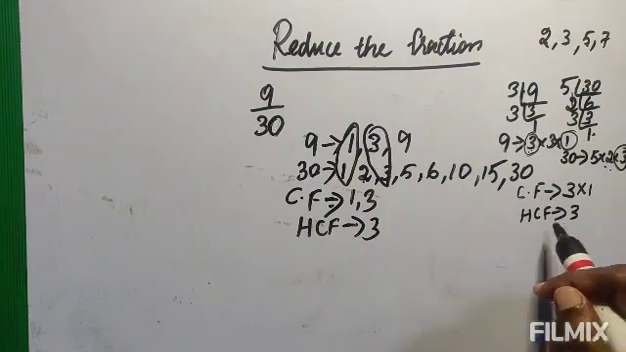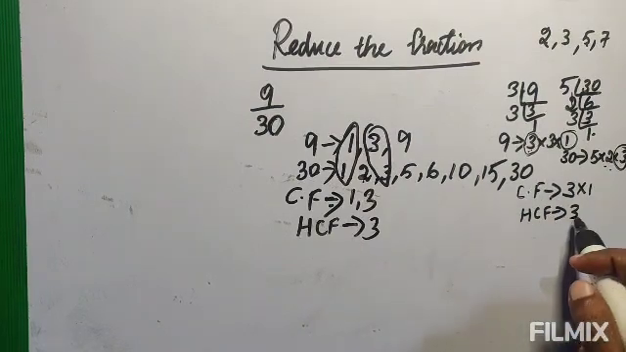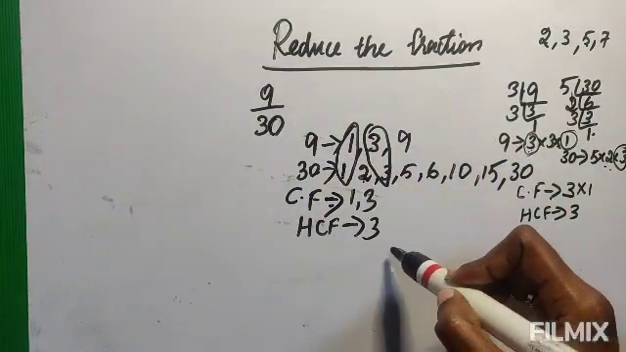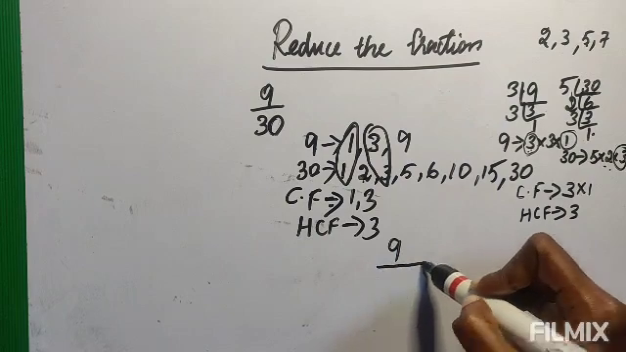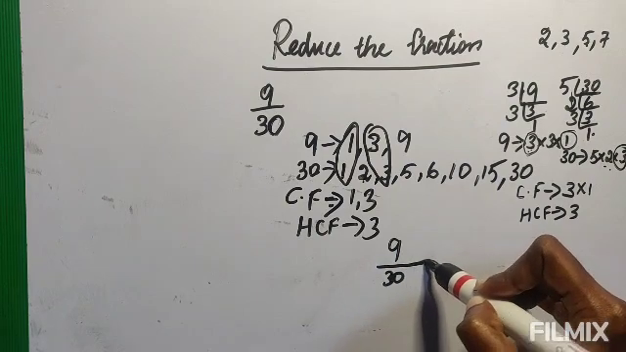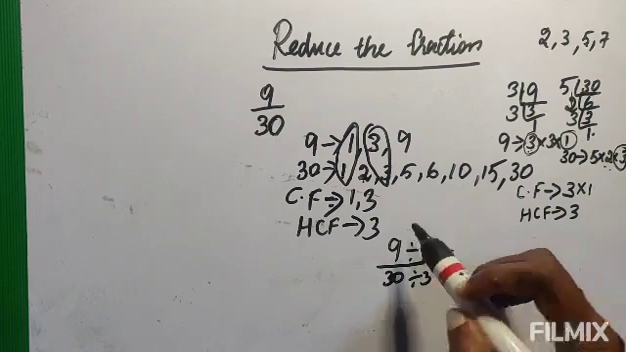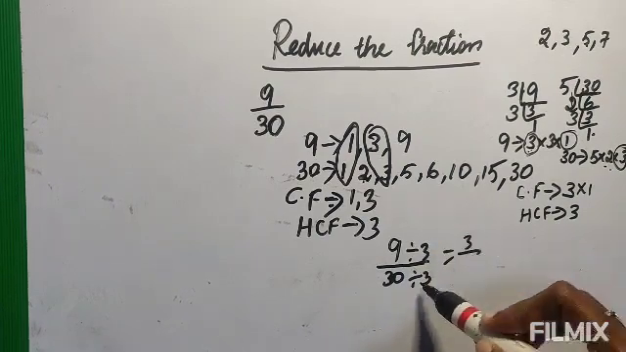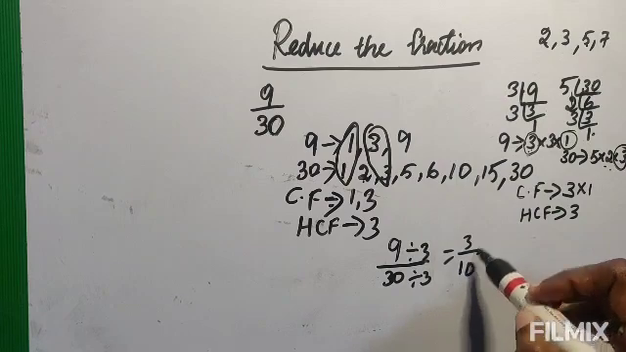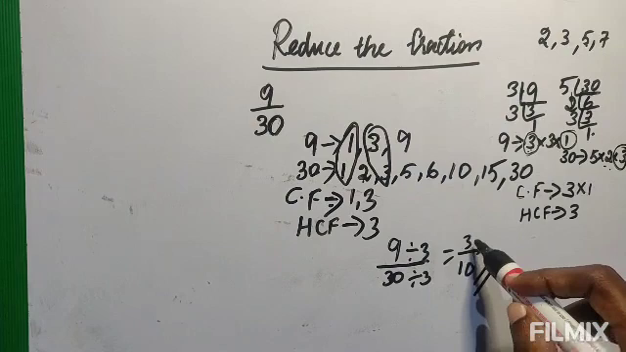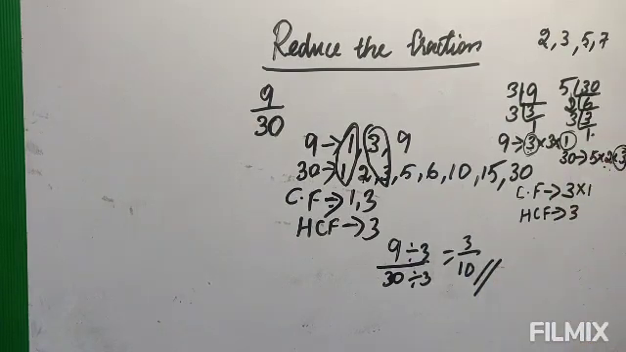Now after finding the HCF, you divide the numerator and the denominator by this HCF, then it will finish faster. So 9 by 30. The HCF is 3, so we will divide by 3. How many 3s are 9? 3 3s are 9. And how many 3s are 30? 10 3s are 30. That's all. The answer is over. After reducing the fraction, we have got 3 by 10.